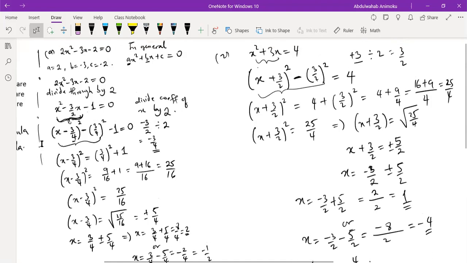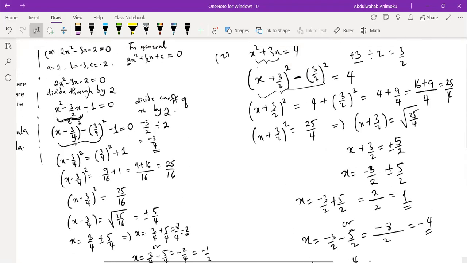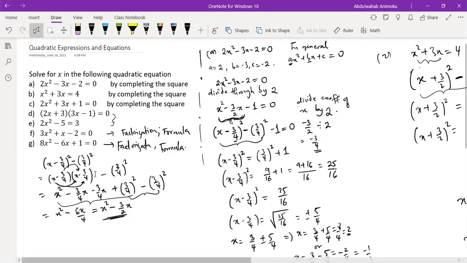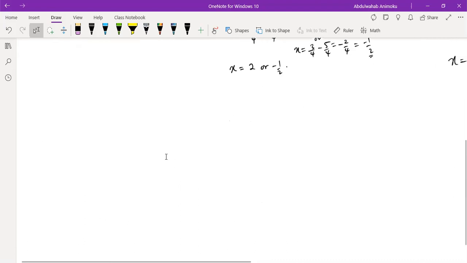At this juncture, you can pause the video and try to solve the third problem using the completing the square method. Now we are going to look at the third problem, which is simply 2x squared plus 3x plus 1 equal to 0. So let's look at the third one.